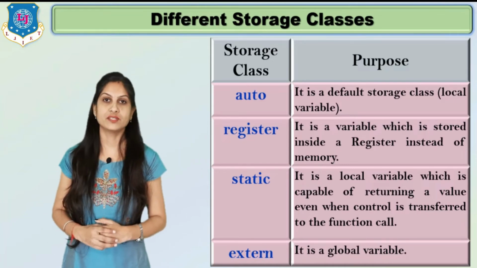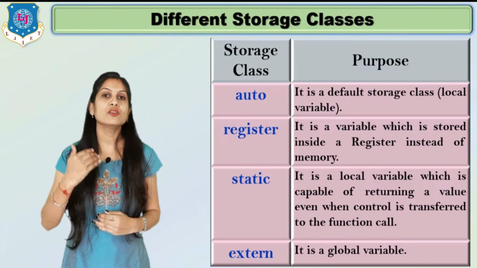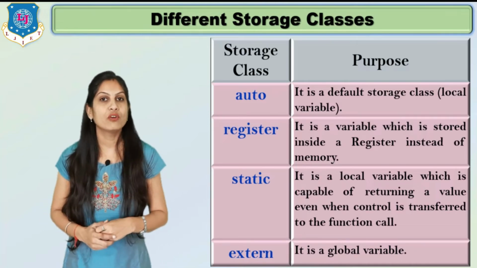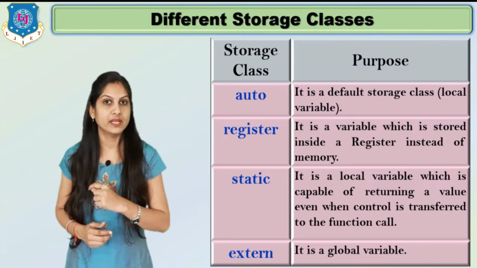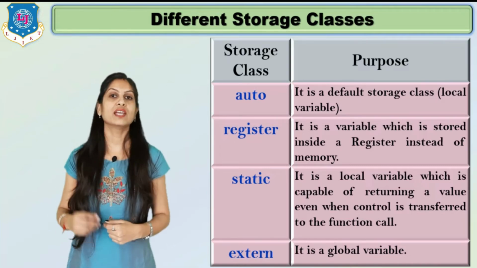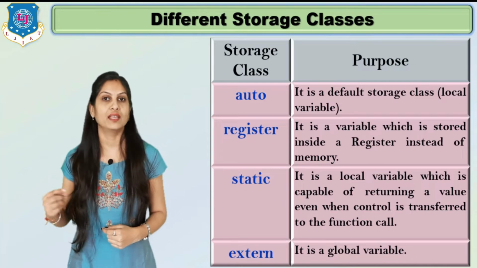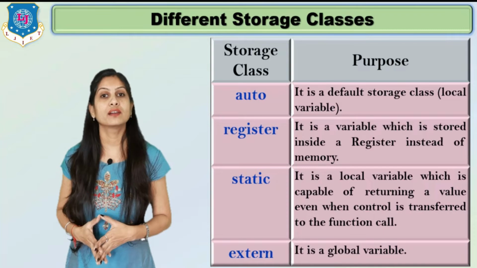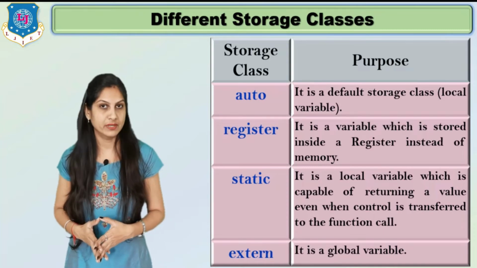Second is register. When you write integer a, the value of variable a is stored in memory, but when we use register integer a, the value of a will be stored in a particular register instead of memory.